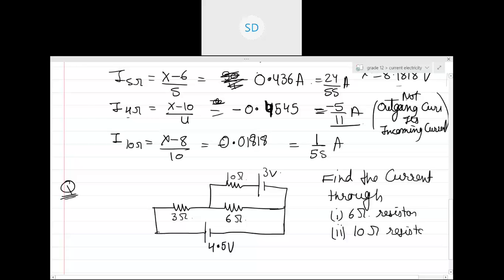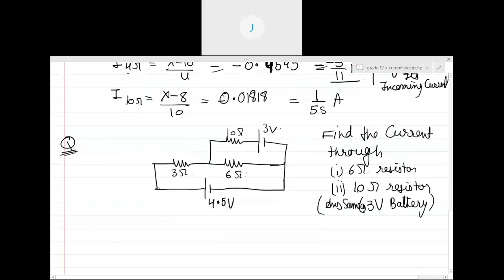Please remember, whatever current is passing through the 10 ohm will be through the 3 volt as well, because 10 ohm and 3 volt are in series. Are these two in series with each other? So whatever current flows through this branch will flow through both the 10 ohm and the 3 volt. So if someone asks you what the current in the 3 volt battery is, the answer will be the same as for the 10 ohm resistor. Is it clear?